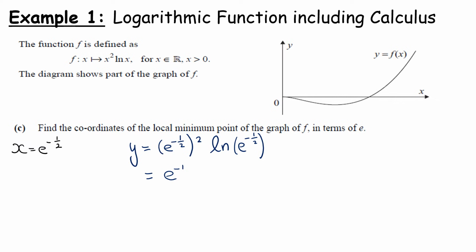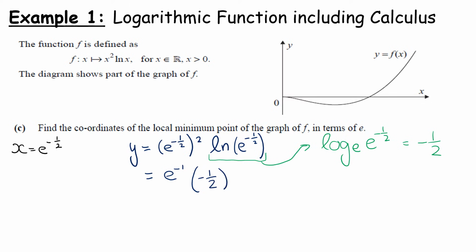If you look in your log tables, at the rules of logs on page 21, you're going to find there's actually a little rule there that will help with that. And remember again, just to show you, that this natural log is log to base e of e to the power of minus a half. And that will give us, according to the log table, simply the power, which is minus a half. So here we multiply by minus a half. So tidying that up, that's minus e to the power of minus 1 over 2.